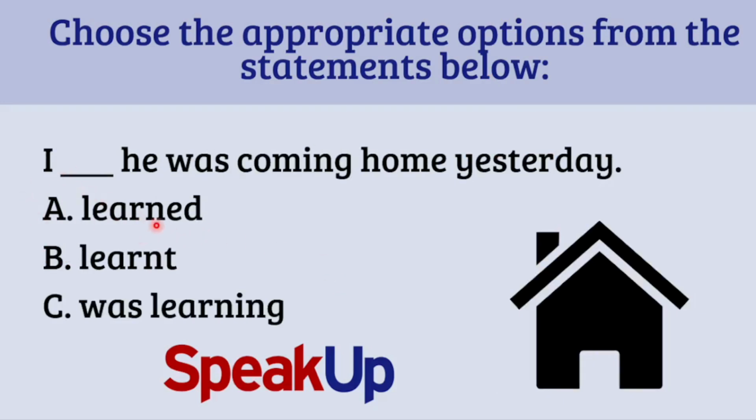I, A, learned. I, B, learned. I, C, was learning. He was coming home yesterday. Which one is correct? A, B, or C? And the answer should be letter A. I learned he was coming home yesterday. The correct verb in the past.